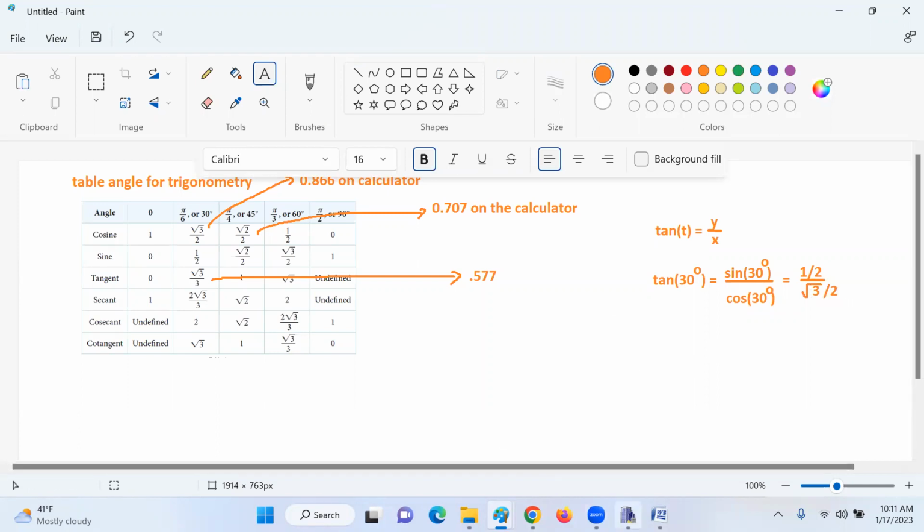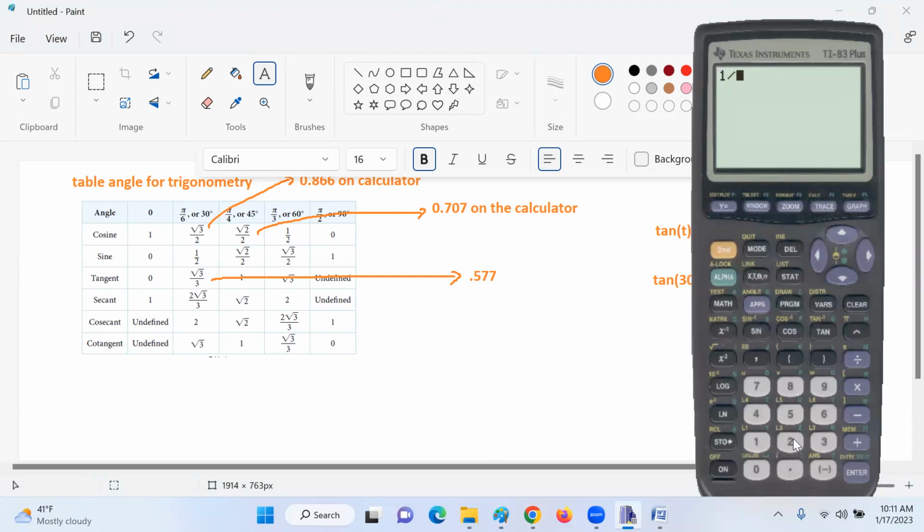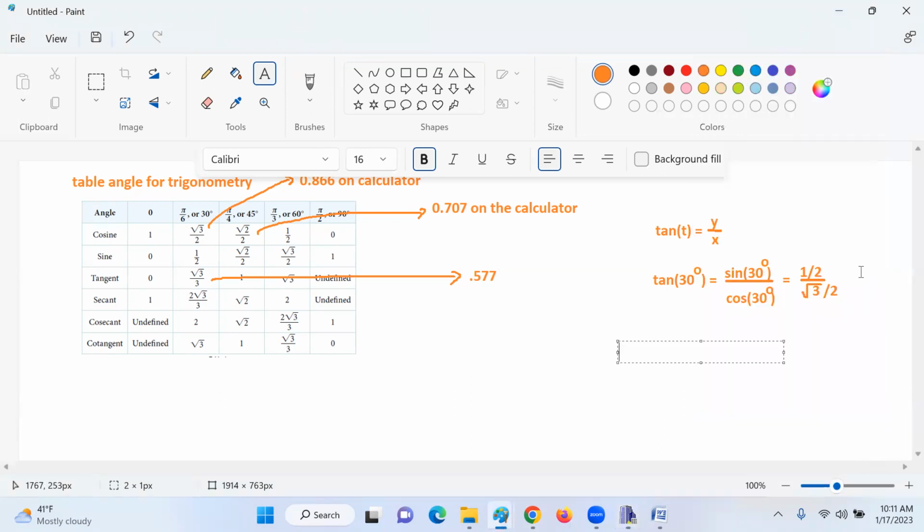So we can do that, so 1 over 2 over radical 3 over 2. So we should get, no, it's actually not the same thing. Yeah, I understand. So 1 over 2 is 0.5. So let me just do that: 1 over 2 divided by radical 3 over 2. Okay, it should be 0.577, which is radical 3 over 3. Yeah.